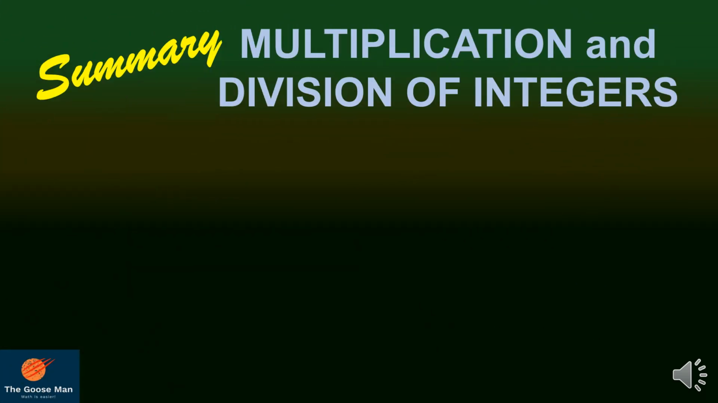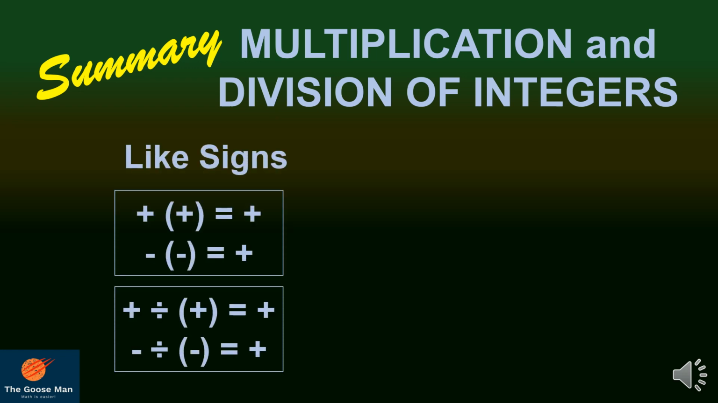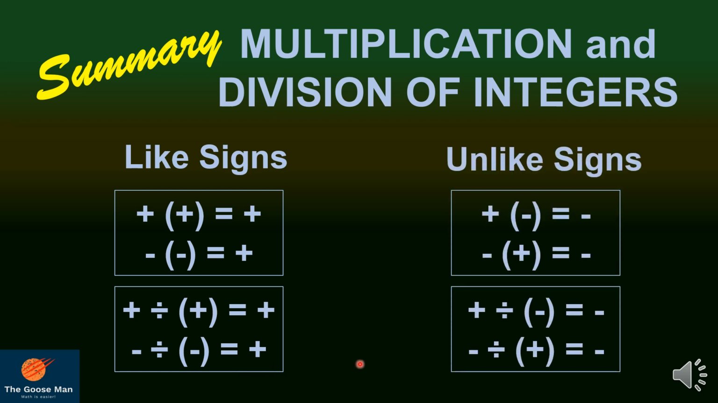To summarize our discussion on multiplication and division of integers, if we have like signs, positive times positive is equal to positive, while negative times negative will give us positive. Next, positive divided by positive is equal to positive, and negative divided by negative is still positive. However, if we have unlike signs, the product of two unlike signs is equal to negative, while the quotient of two unlike signs is equal to negative also.